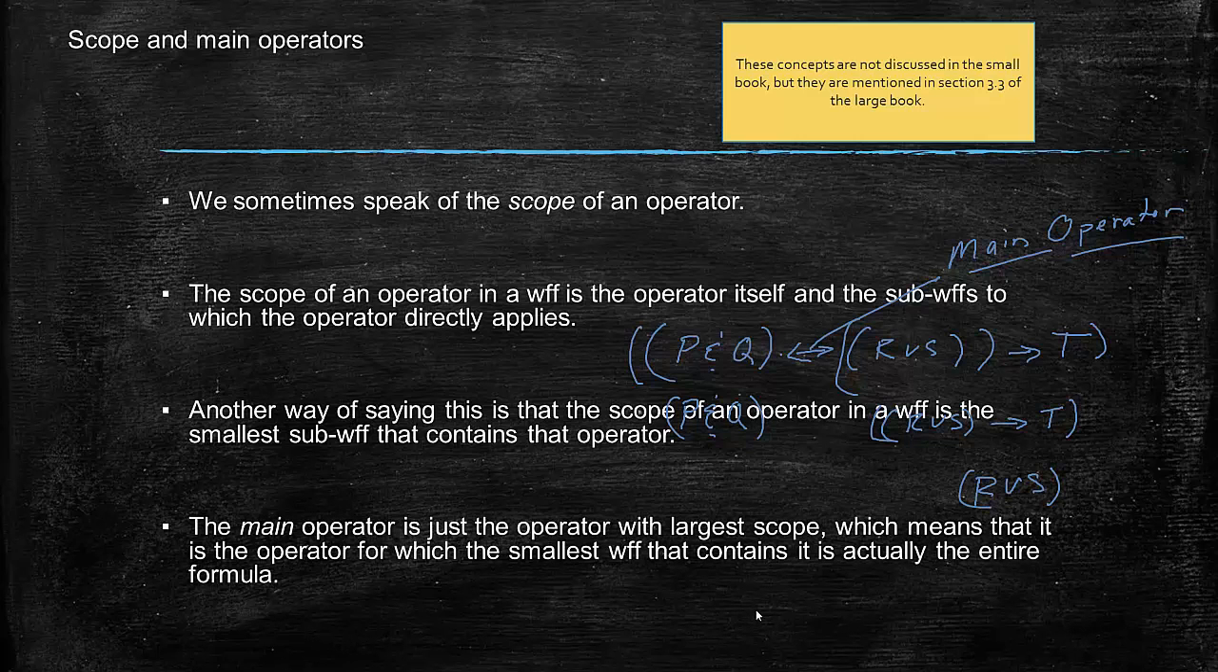So the main operator, sometimes I say connective, as you know, the main operator is just the operator with the largest scope, which means that it's the operator for which the smallest WFF that contains it actually turns out to be the entire formula. So if and only if here is the main operator because the smallest WFF that contains this operator is the entire formula.